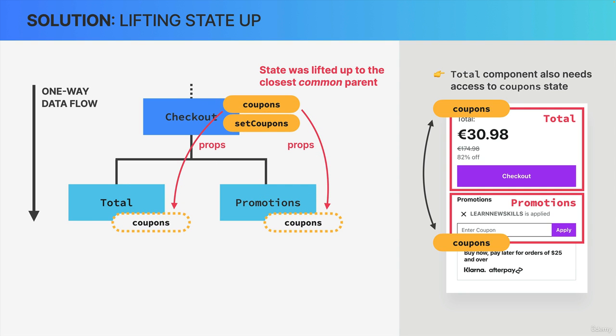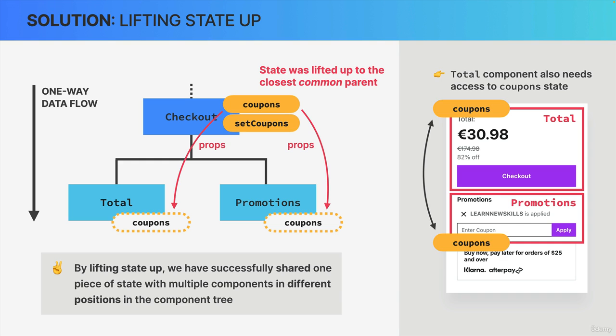And that's it. So by lifting state up, we have just successfully shared one piece of state with multiple components in different positions in the component tree, which is something that we need to do all the time in React apps. And so it's really important that you get used to this pattern. And remember that we need this pattern in the first place as a direct consequence of React's one-way data flow. But anyway, all this now seems to be working just fine at this point.